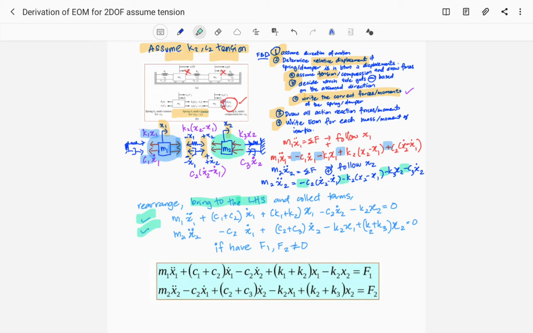Make sure you check out another video on how to get the same equation of motion but by assuming compression. The main point here is it doesn't matter if you assume tension or compression, but you just need to follow the correct steps and the correct way of getting the arrowheads correct, and the way you write your plus minus on the forces, you have to write correctly according to the designated direction.